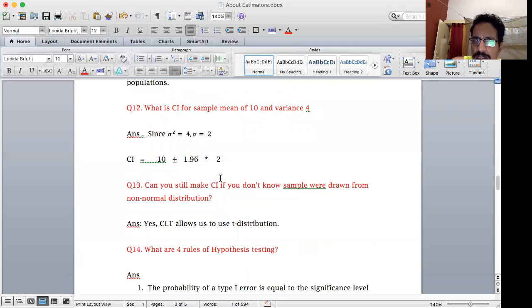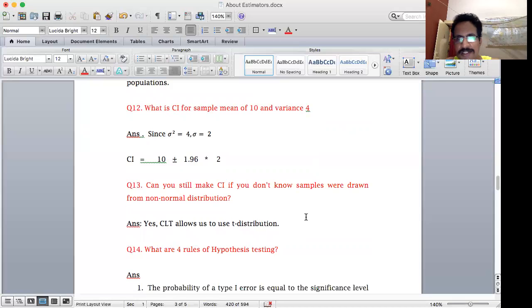Can you still make a confidence interval if you know the samples were drawn from a non-normal distribution? Yes, the central limit theorem allows us to use the t distribution.